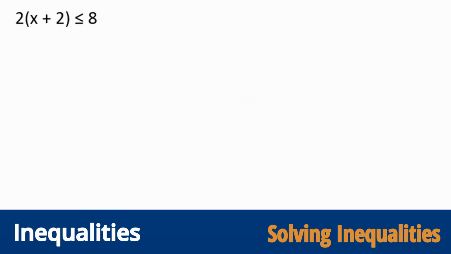So here we have another inequality. We've got 2 times x plus 2 is less than or equal to 8. So let's solve it. First we have 2 times x plus 2, and that is actually what we learned in the last one, the distributive property. And we can solve this by multiplying 2 times x and then 2 times 2. When doing that, this is what we get. Now we can subtract 4 from both sides. And finally we get 2x is less than or equal to 4. Now dividing both sides by 2, we get x is less than or equal to 2.